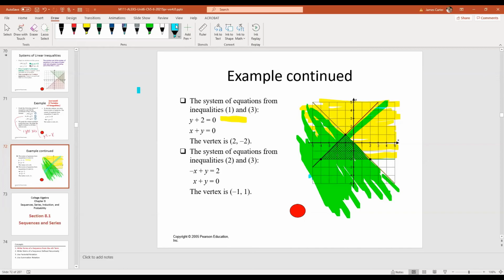I've got to use something besides blue because blue and green makes yellow. So let's try a different color on this one. Let's try purple and see what happens.